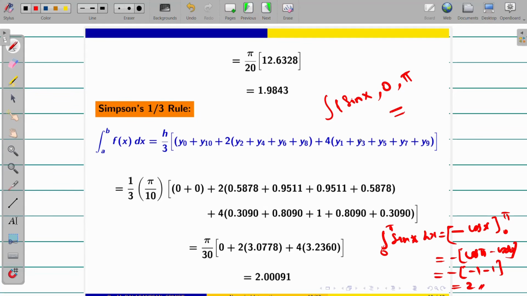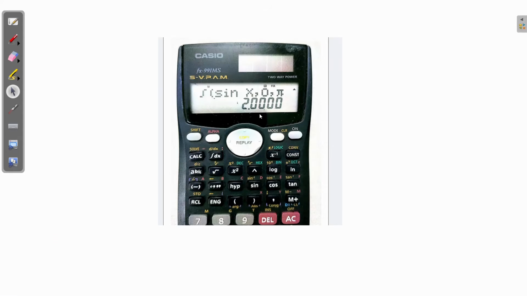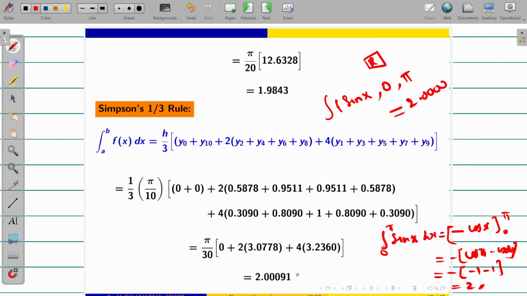Simply you can give the function in your calculator. But for that you should check your calculator, because it is trigonometric, whether it's in radian mode or not. So you get the answer 2.0000. I fixed it up to 4 decimal places here, that's why it's showing like 2.0000. So this is the way to check whether your answer is right or wrong.